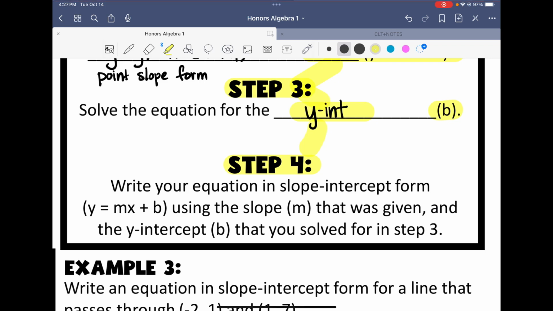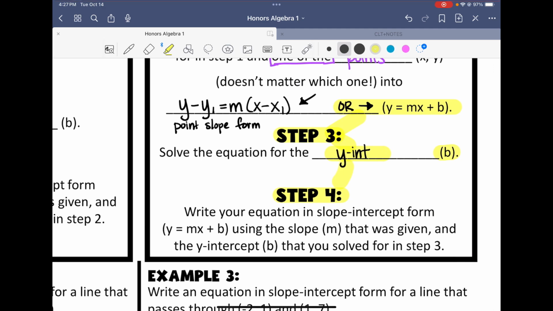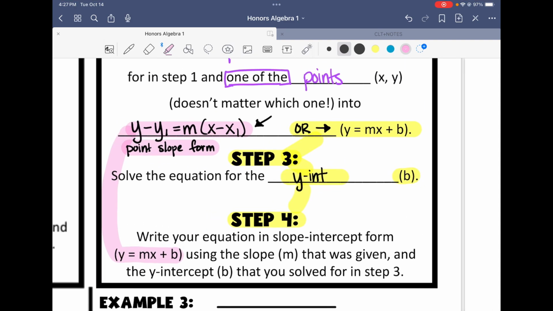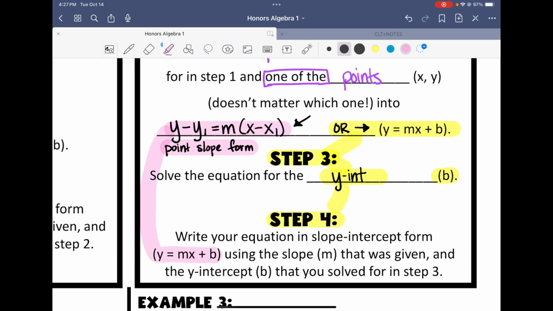Point slope form is a little bit less steps, because all we have to do is go straight into slope intercept form like we learned previously, but you have to have more memorized. You have to know what point slope form is. You can do everything just knowing what y equals mx plus b is. All right, so I'm going to do these both ways for you so you can see how that works, and then we'll try out some examples.